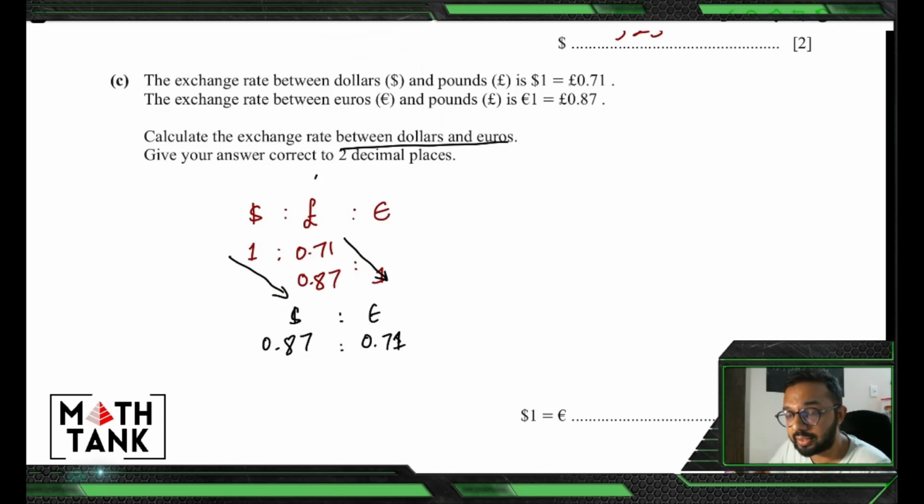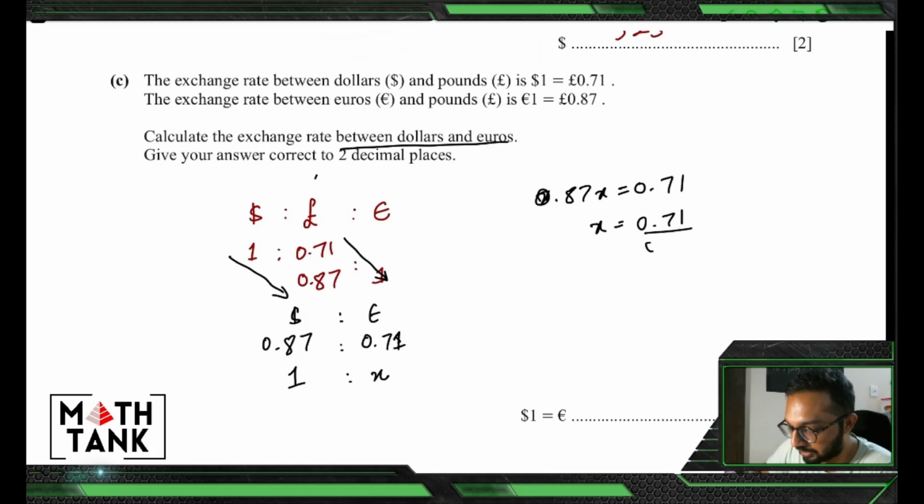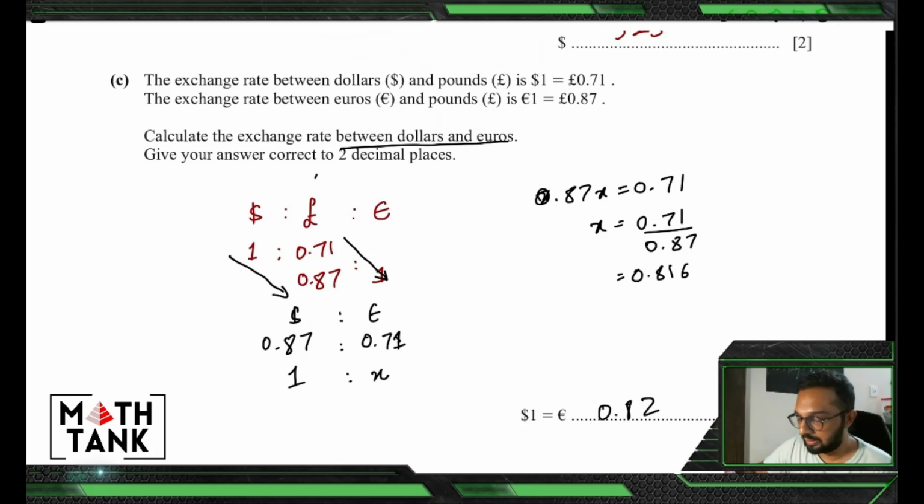What I've done is I created an equivalency between dollars and euros. It says calculate the exchange rate between dollars and euros, which means that dollar has to be 1. Now you can place a 1 and an x, and then cross multiply again. So 0.87x equals 0.71. So x equals 0.71 divided by 0.87. Remember that if you want to eliminate something in the middle out of two ratios, you do this. So that's 0.82. It was coming out to be 0.816. So 0.82.